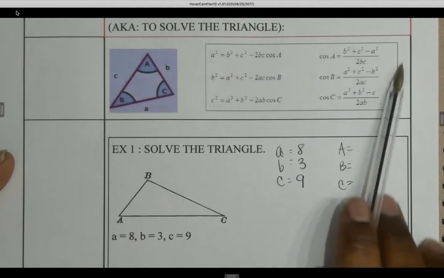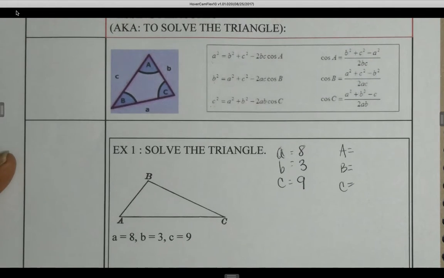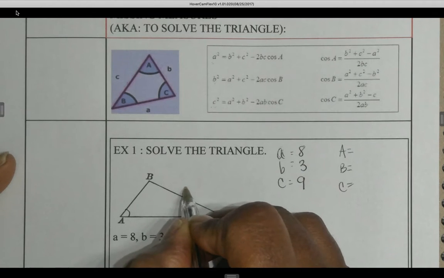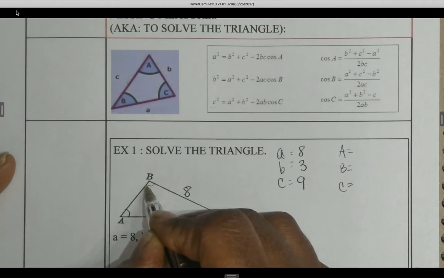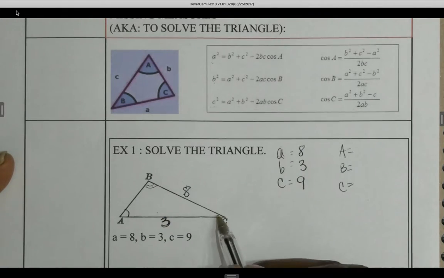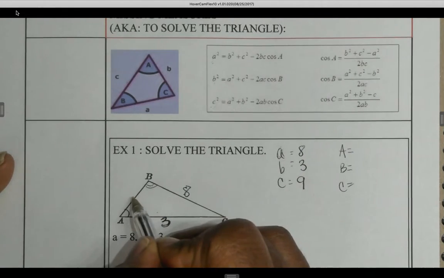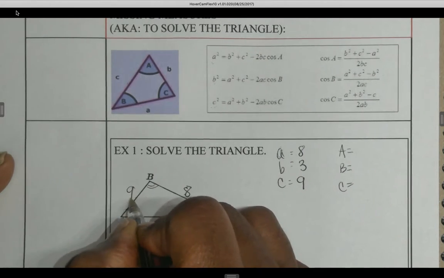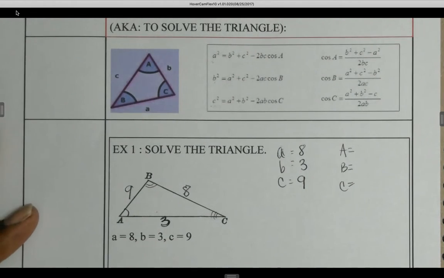So that tells me I'm probably going to use these formulas just to make it a little easier for myself. Opposite of angle A is side a, so this is 8. Opposite of angle B is side b, so this is 3, not drawn to scale. And opposite of angle C is side c, which is 9. So we have all the information in our triangle that was given. Our job now is to look for the angles.